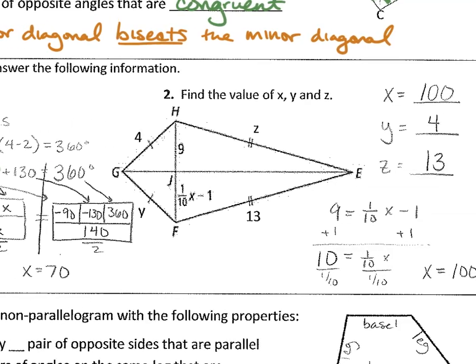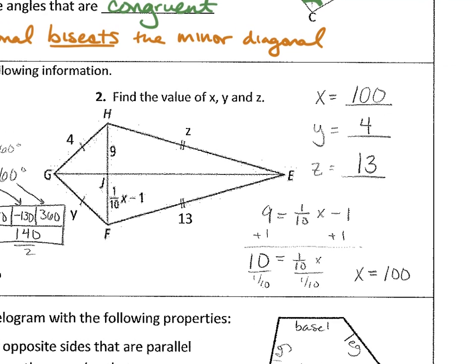In question number 2, let's highlight the important things here. It says find the value of x, y, and z. We're actually going to start with y and z because they're way easier. I noticed that y is right here. It's the side length GF. But based on the fact that these have 2 pairs of consecutive congruent sides, if GH is 4, how much is GF? 4. That's why y is 4.